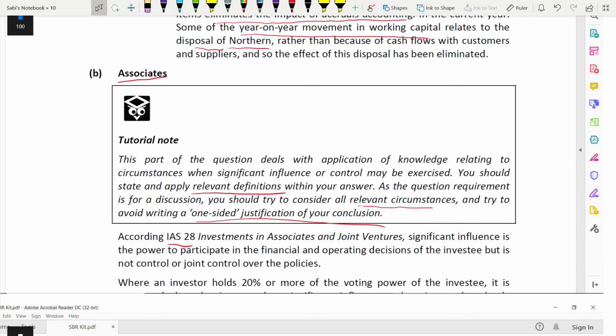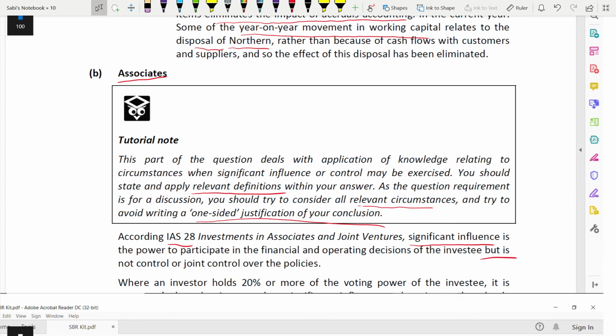According to this standard, what do you have to define here? You have to define influence and control. What is significant influence? What does control mean? Then only you can say whether they have control or influence. So significant influence is the power to participate in the financial and operating policy decisions of the investee, but is not control or joint control over those policies.